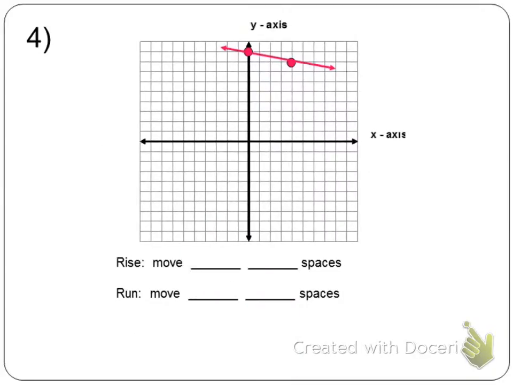All right, here's our last example. So we are going to have 5 total examples. This is the last regular example. The next one you'll see it's about special lines. So again, let's look at how we're moving from our left dot to our right dot. What do I do, up or down? Down, how many? 1. So my rise is down 1. Okay, so I went down 1, and then I'm going to go right how many? 4.